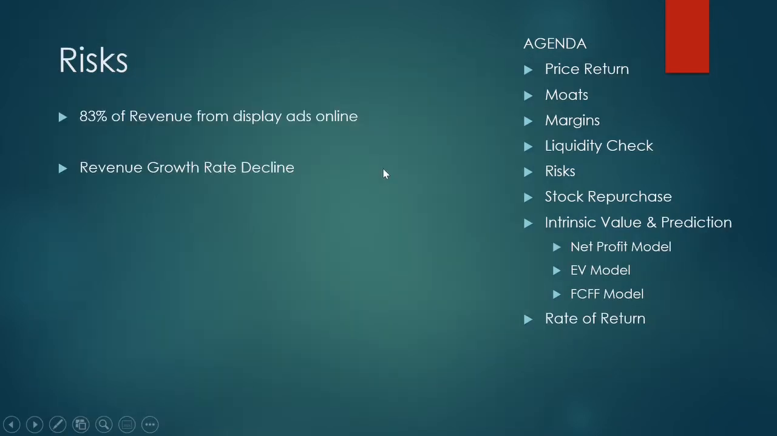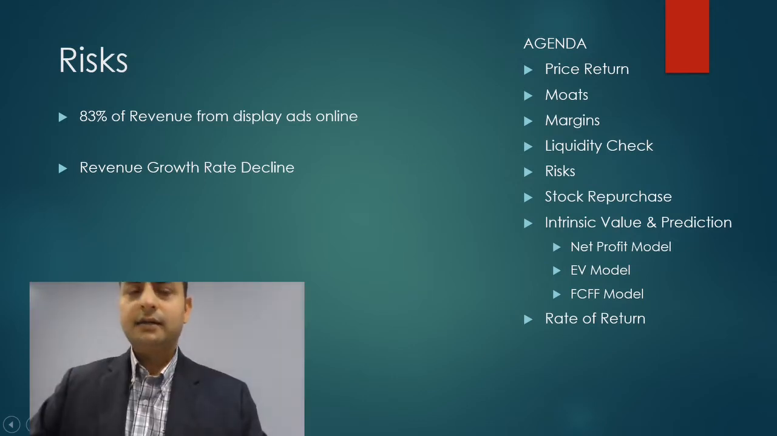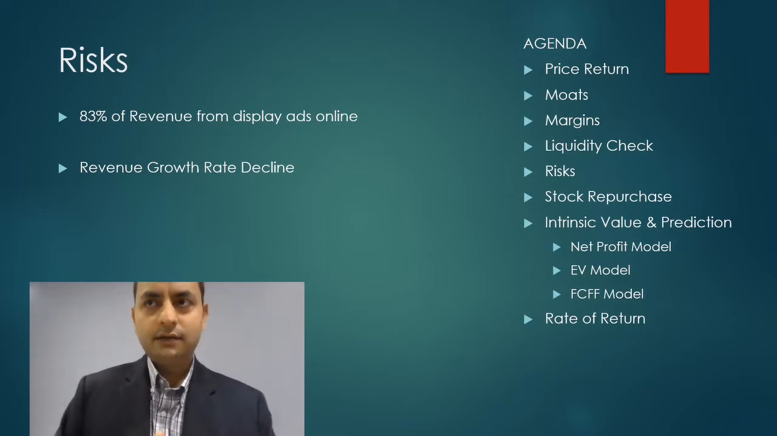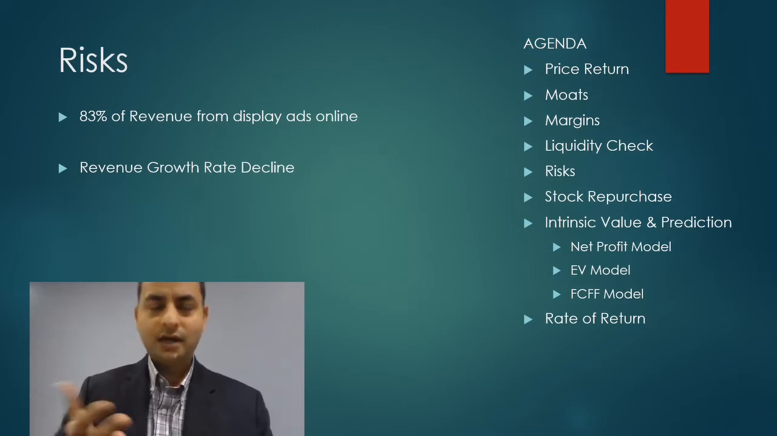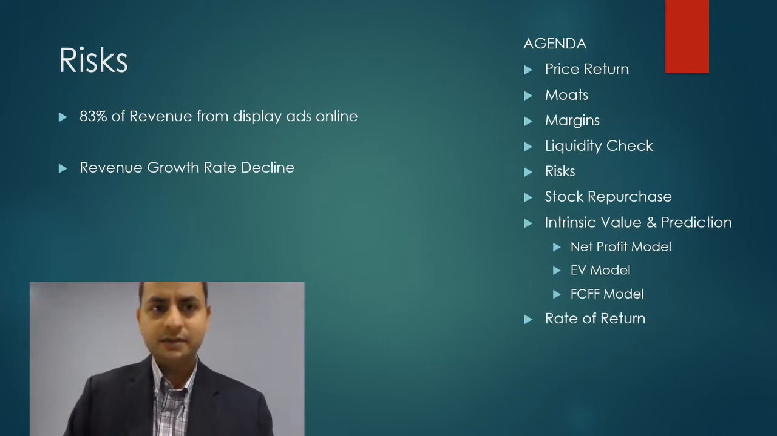So now let's talk about the risk. I can see two kinds of risk here. The first is, as I have mentioned, that most of the revenue is coming from ads, which is 83% of the revenue. Although they have diversified into other sections, which I have classified as moats, it is still very small in terms of revenue percentage.